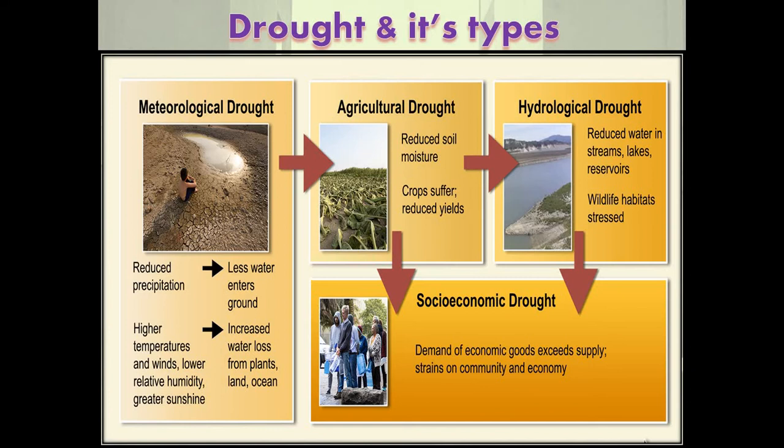There are four types of drought. First is meteorological drought, then agricultural drought, hydrological drought, and socio-economic drought.